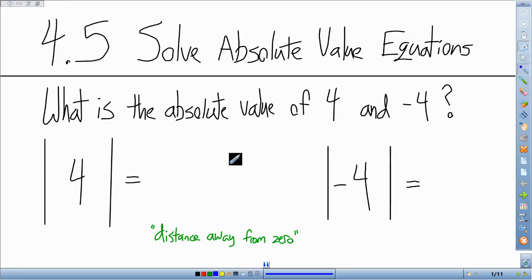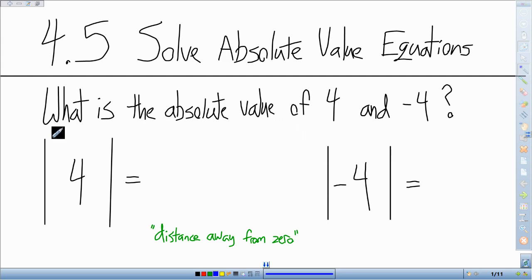Hey everybody. So we're looking at 4.5, solve absolute value equations. So yes, we're getting into absolute values today. Before we get into it, go ahead and get the title at the top of your paper. Go ahead and copy this slide and we'll get into it.